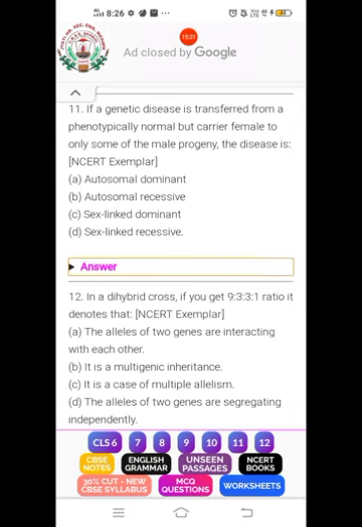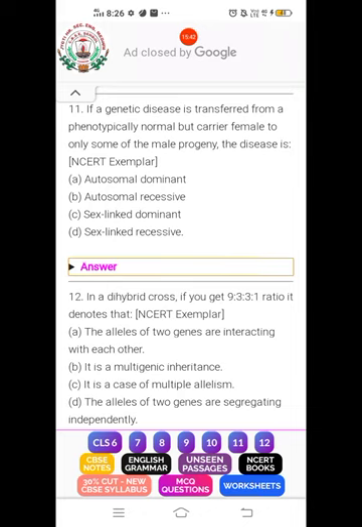Okay. If a genetic disease is transferred from a phenotypically normal but carrier female, listen carefully, phenotypically normal but carrier female means it will be heterozygous, isn't it? To only some of the male progeny, the disease is autosomal dominant, autosomal recessive, sex-linked dominant or sex-linked recessive. So what will be the answer?